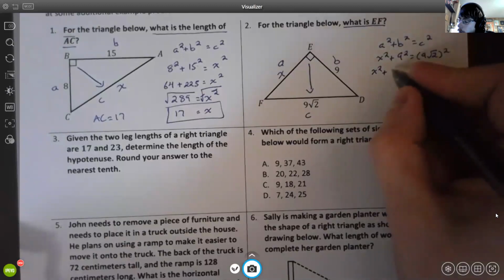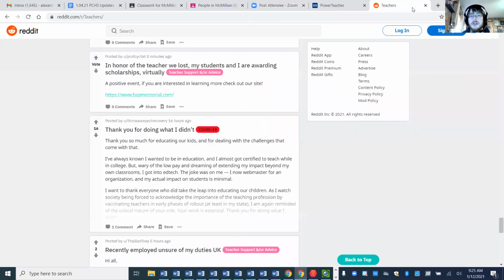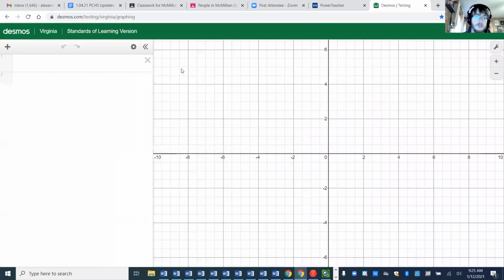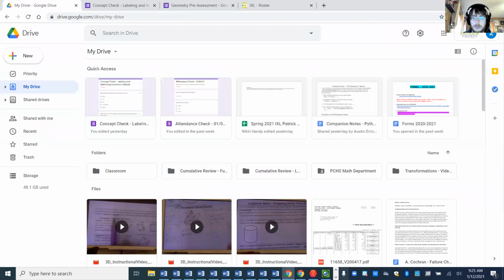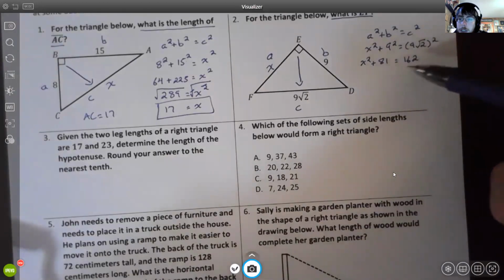9 squared is 81. And if we go on the Desmos and do 9 root 2, and then square it, we get 162. X squared plus 81 equals 162.